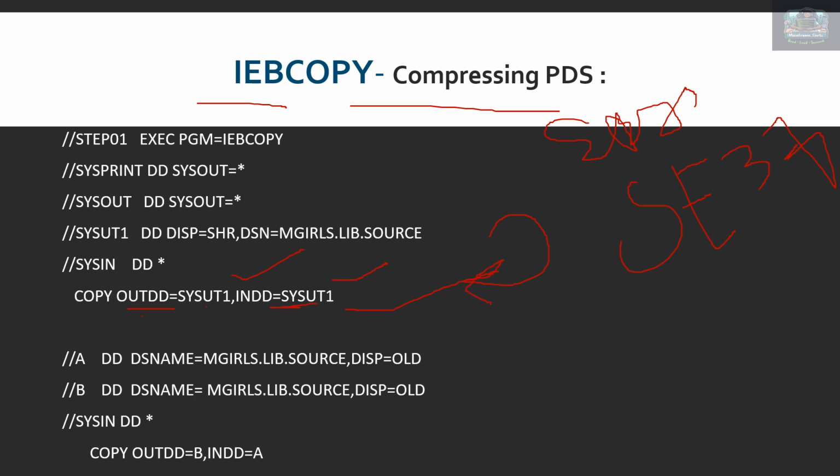When you're copying the data to the same file, since both are the same, the data will be compressed and reorganized. It will be properly reorganized. All the deleted space will be gathered at one end and you'll get more space for a new member to accommodate.